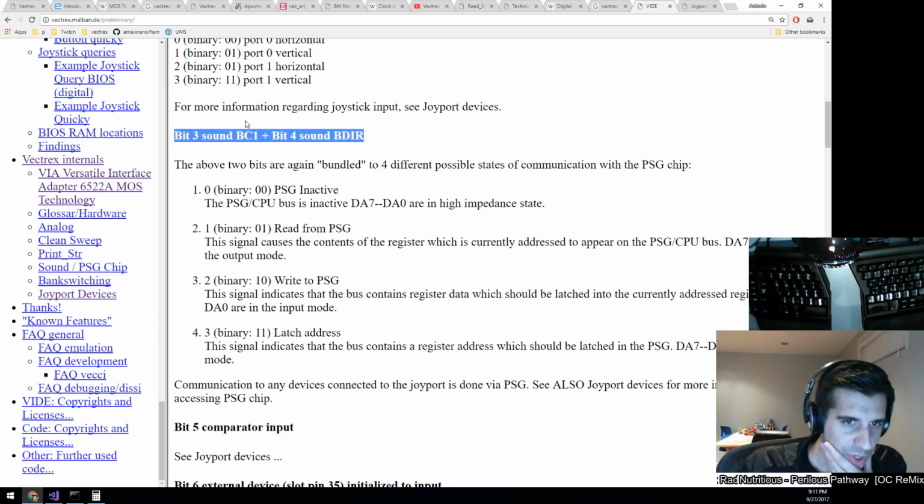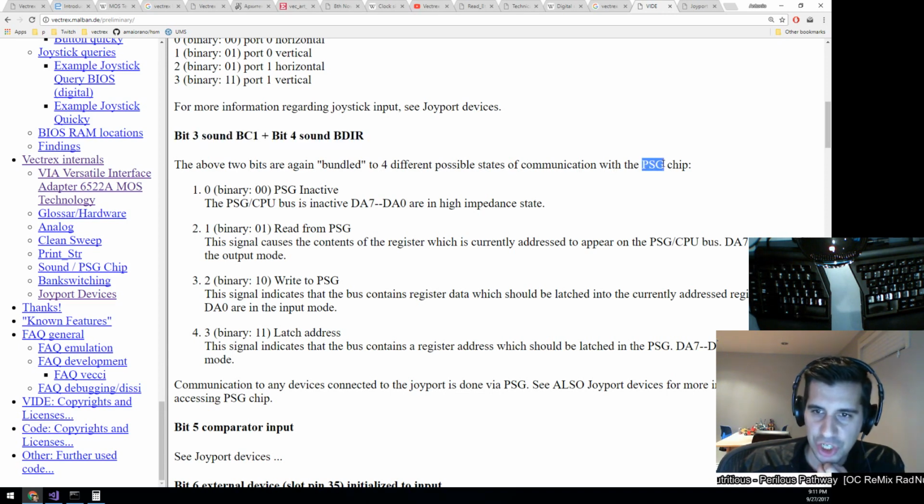Well, this guy totally explains it. He says the above 2 bits are again bundled to 4 different possible states of communication with the PSG chip. Now, the PSG chip is the sound chip. That's the audio chip on the Vectrex. And the audio chip is connected to the joystick ports.